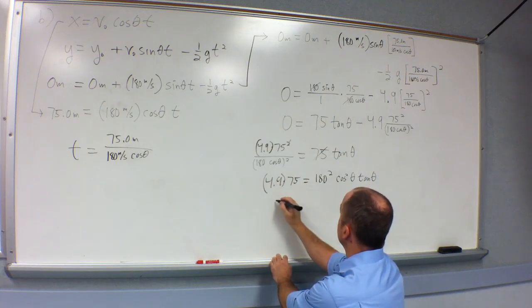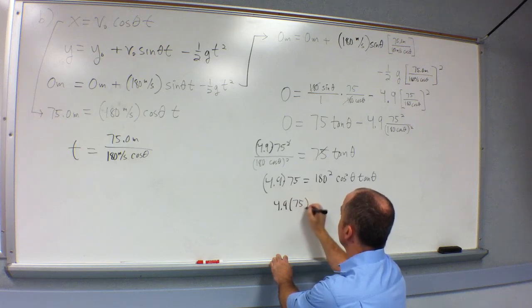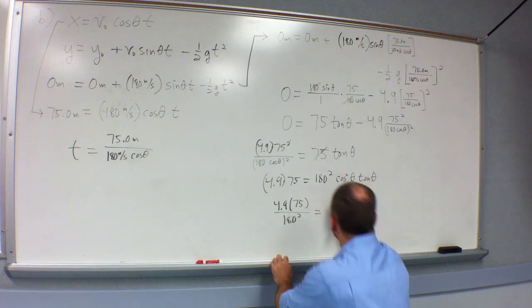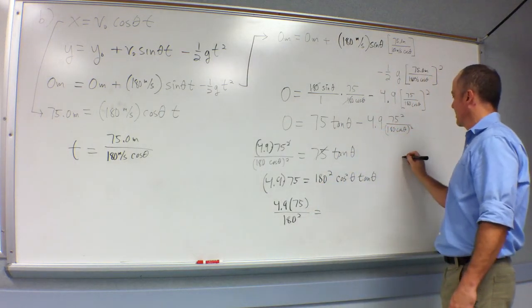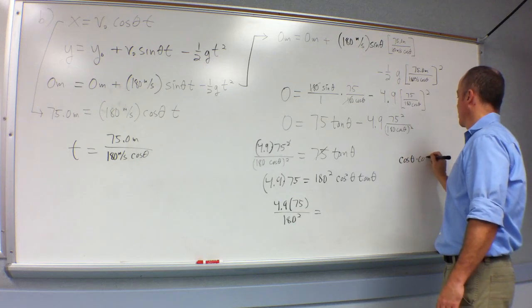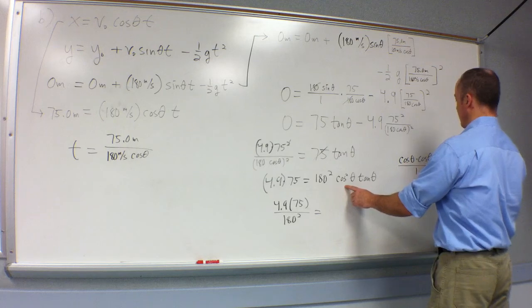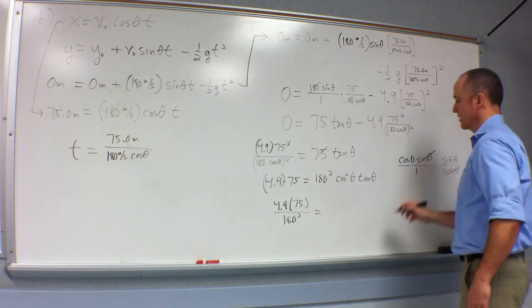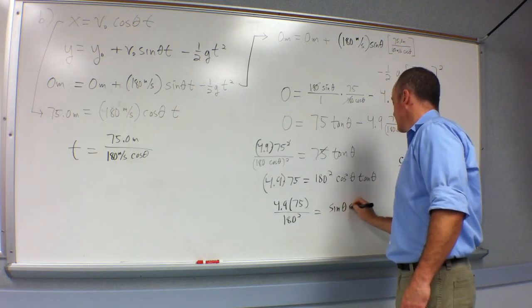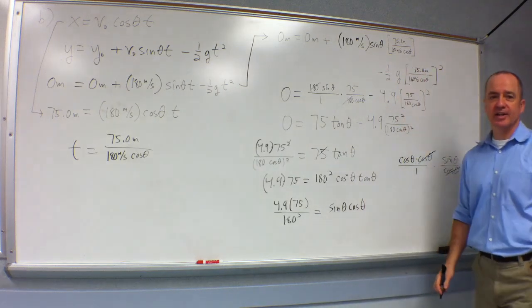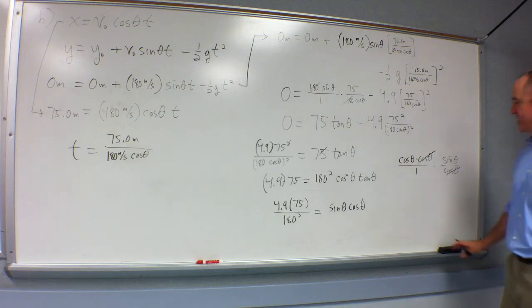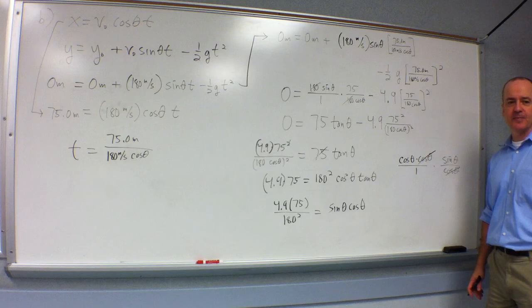So this is going to get me 4.9 times 75 over 180 squared equals, what do we say happened with cosine squared tangent again? It's cosine theta times cosine theta, that's the cosine squared over 1. You get rid of one of the cosines while making the tangent sine. So this becomes sine theta cosine theta. Now this part does get trickier going for the angle, because there's an identity here that I don't think you guys have learned yet. Oh, you did this last year.